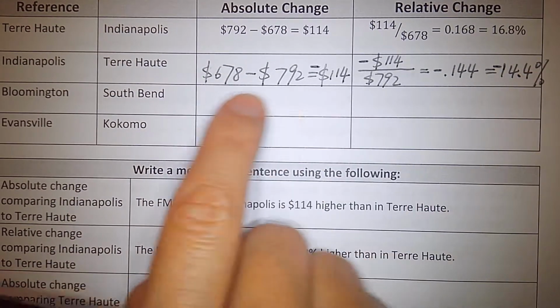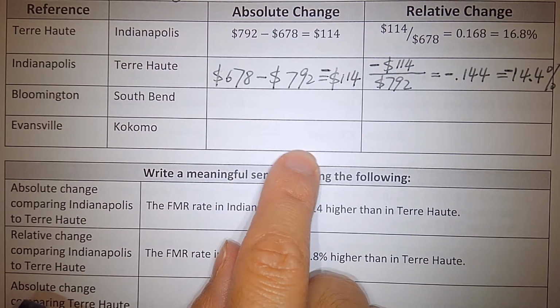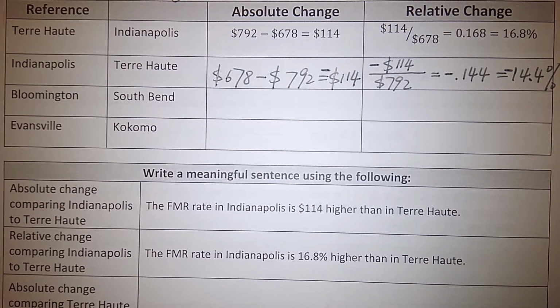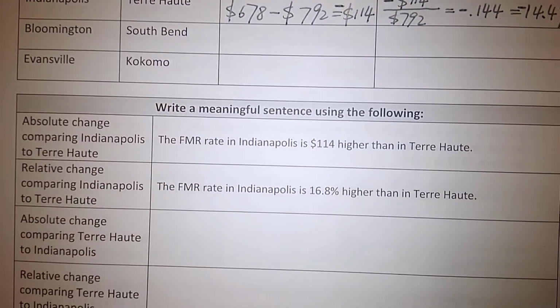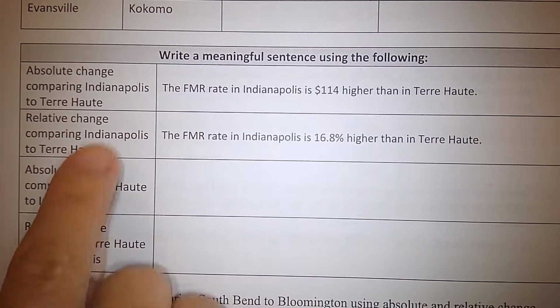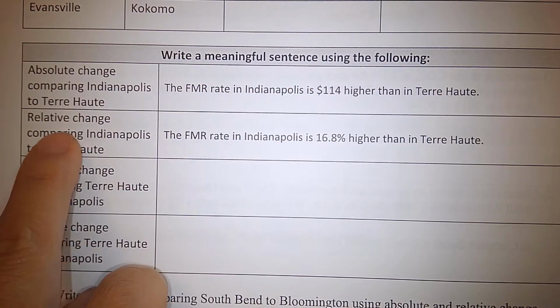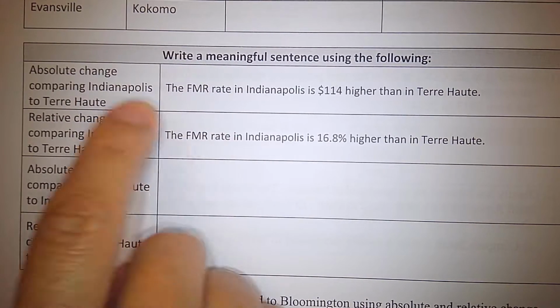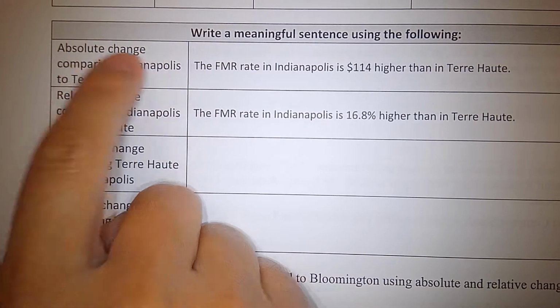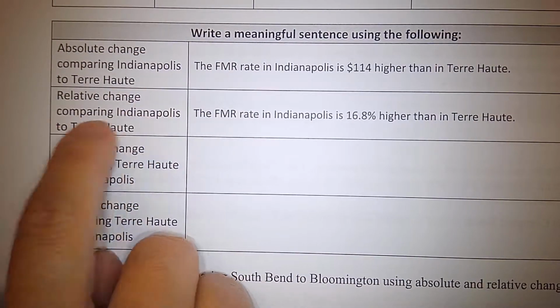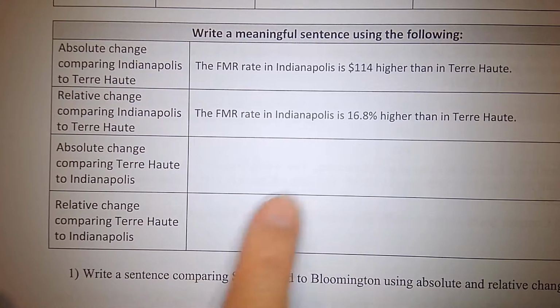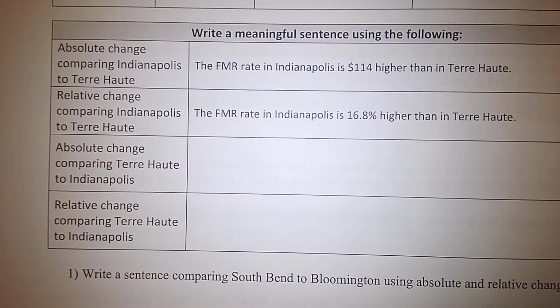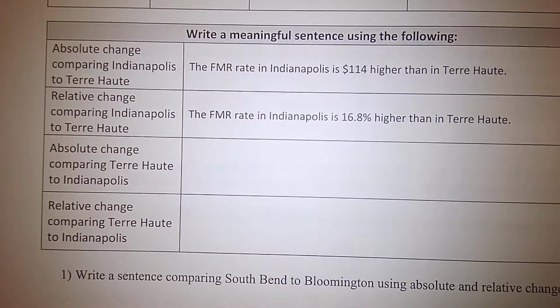Okay. Well, similarly, you can do all of these lines by finding the numbers. That's a practice, right? Practice. And write a meaningful sentence using the following. They gave us what? These two examples. One is to answer absolute change. The other one is to answer relative change. And then to answer these two lines, I will assume that you are able to do it by just mimicking. Okay, mimic.